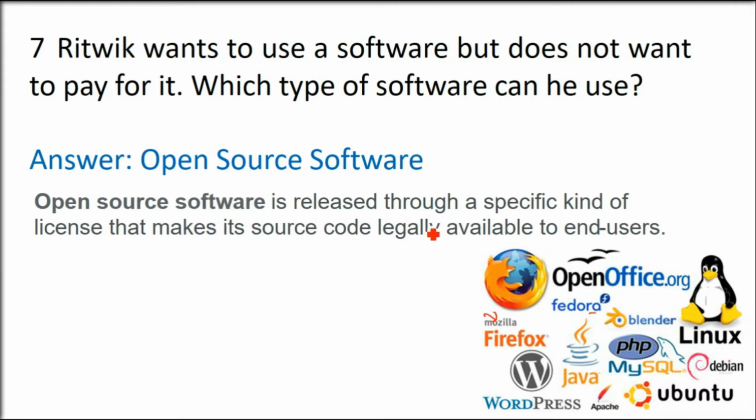Open source software is released through a special kind of license, like GPL license, like LGPL license. These are the names of licenses that make its source code legally available to end users. That means you have the source code open in front of you and you can use it also.